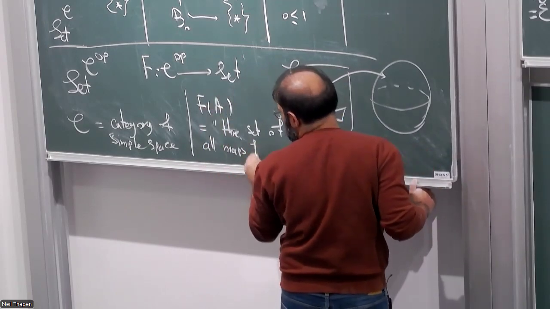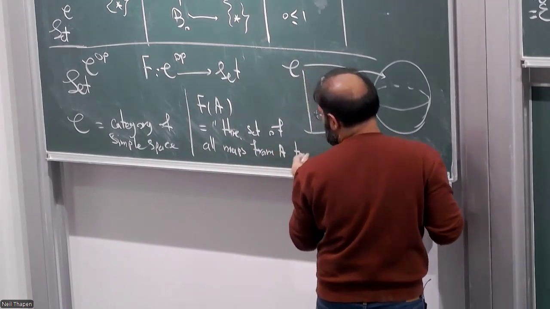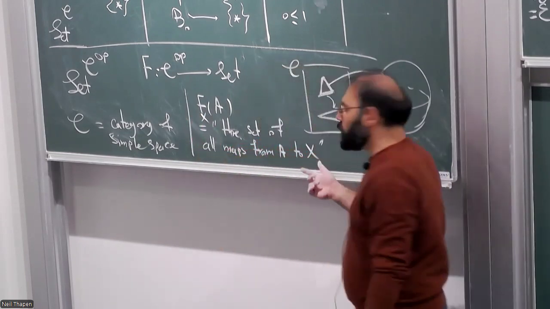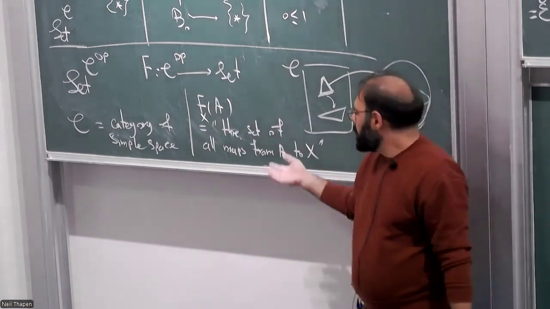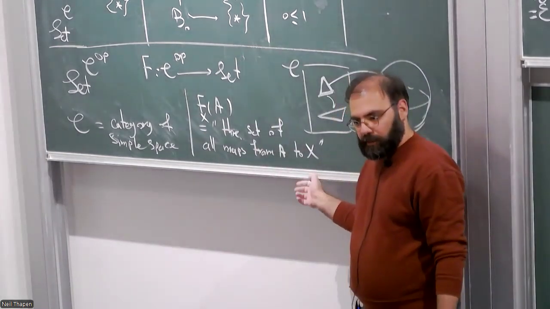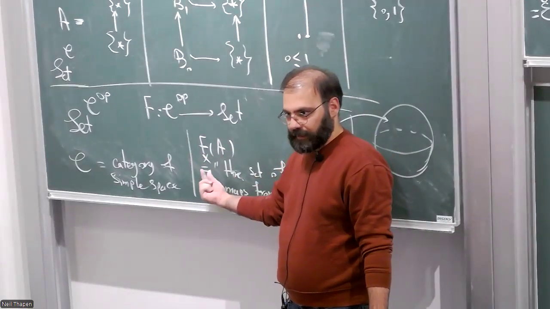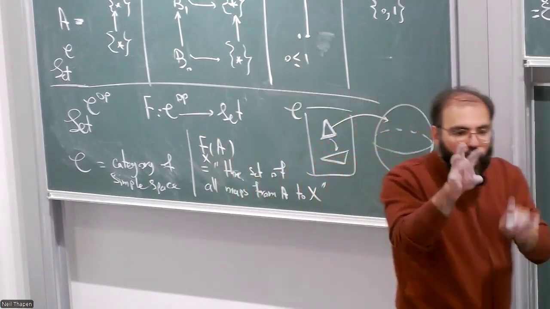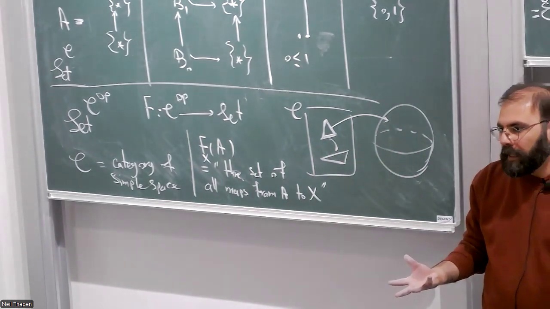All the maps from A to the space, so some space X, and this is f of X, right? So assume that you have some space X, pick all the maps, whatever it means, the set of all the maps from A to X, right? And then construct this functor, f index X. And this functor kind of encodes the whole local data of your space X.